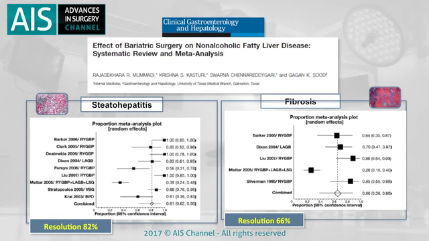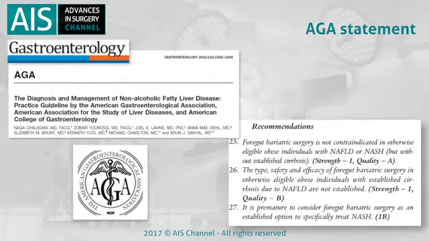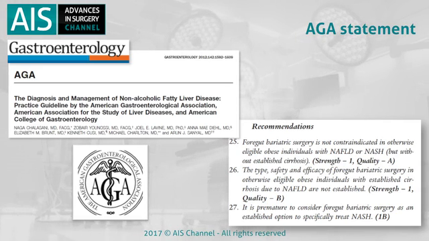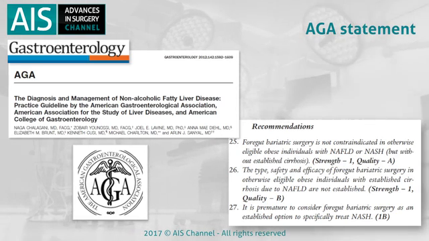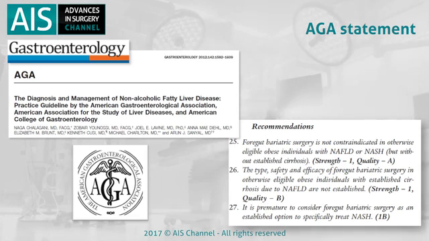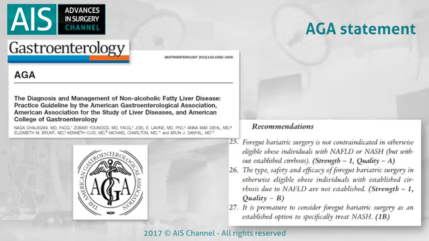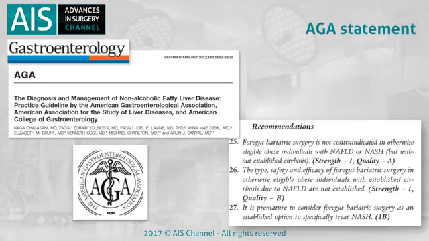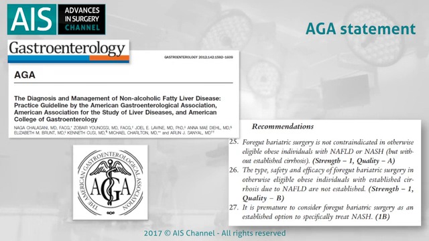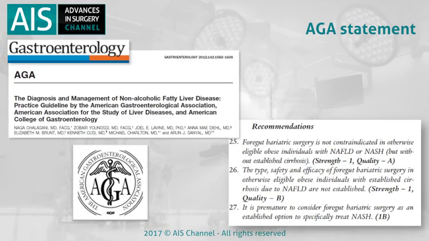However, in the study published at the University of Texas Medical Branch, after meta-analysis, it was shown that the resolution rate was 82% for steatohepatitis and 66% for fibrosis. Many scientific societies are aware of the beneficial effects of BS on fatty liver disease and are publishing some recommendations in order to consider it a valid option for treating NAFLD or NASH. Hence, the American Gastroenterological Association considers that BS itself can be performed safely in patients with NAFLD-NASH, but without cirrhosis. Moreover, it is also said that it is premature to consider foregut surgery as an option to specifically treat fatty liver disease.